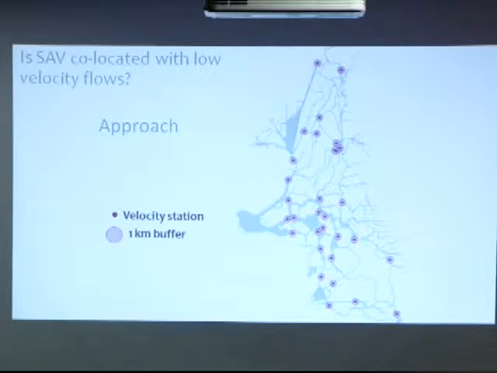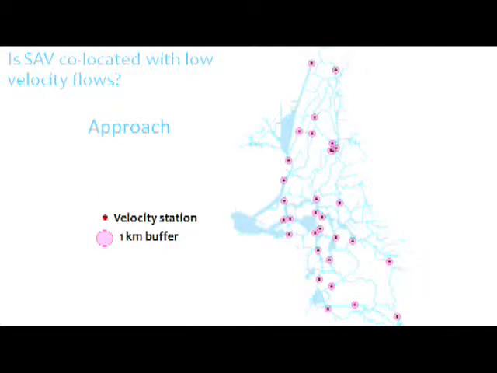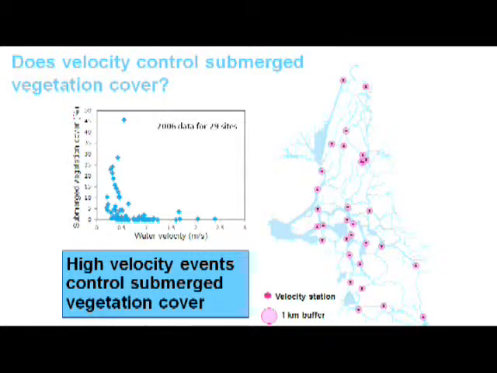So then once we know the location of these submerged weeds, we could then look at how they're associated with flow velocities. And we had some stations at various locations in the delta, and we used a 1 kilometer buffer around them to identify what was the cover of SAV around each of the stations, and then did a comparison with the flow rate.